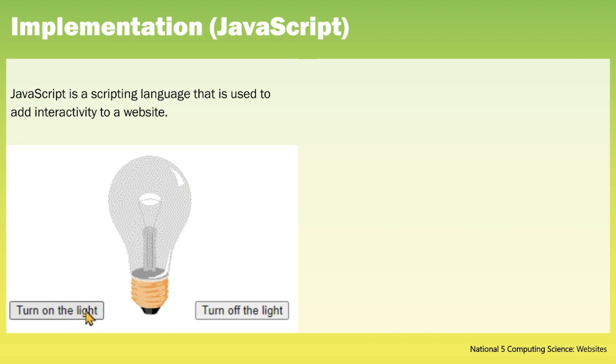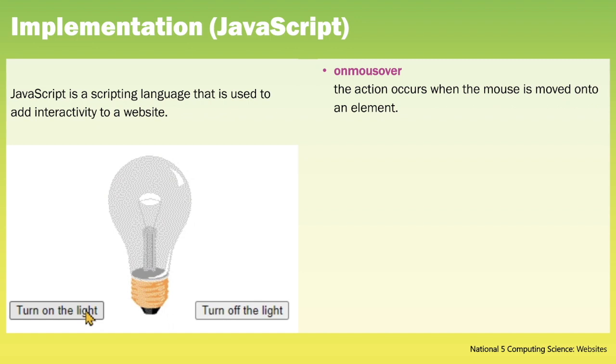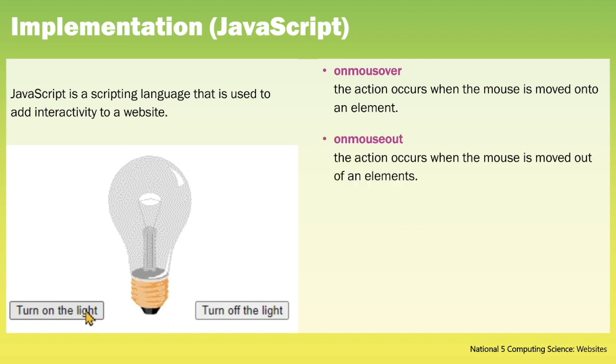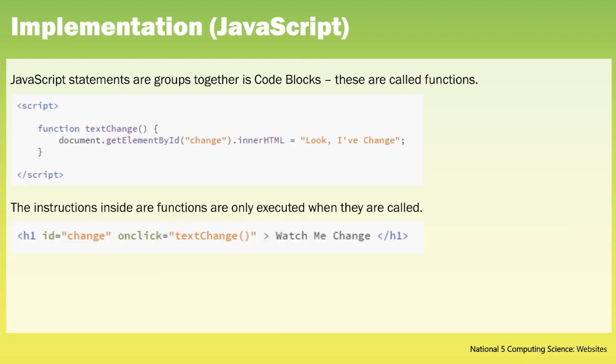There are a number of different JavaScript events. We have on mouse over, and this action occurs when the mouse is moved onto an element. We have on mouse out, and this action occurs when the mouse is moved out of an element. And lastly, we have on click, and this action occurs when the user clicks on an element. JavaScript statements are grouped together in code blocks called functions, and these usually appear within the head of our document. The instructions inside a function are only executed when they are called, thus the event-driven language.